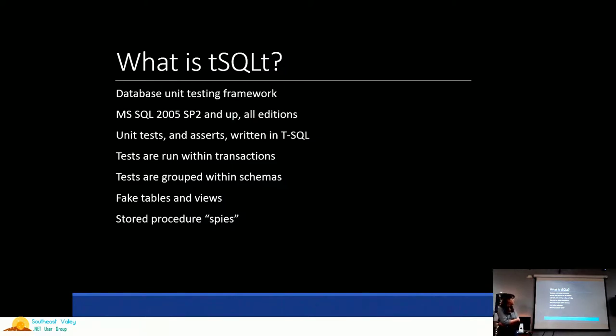tSQLt works with Microsoft SQL 2005 SP2 and up, regardless of the additions. The unit tests and the asserts that you write and that tSQLt supports are all written in SQL. All of your tests are run within transactions. Each unit test that tSQLt executes starts with a transaction. Everything you do is in the context of that transaction, and then the whole thing is rolled back at the end. So anything you do over the course of the unit test, say you drop a table, you drop constraints, those don't stay. It provides support for fake tables and views, and it provides something called stored procedure spies, which are something along the lines of a mock, except with some additional features. So I'll be demonstrating these things shortly.